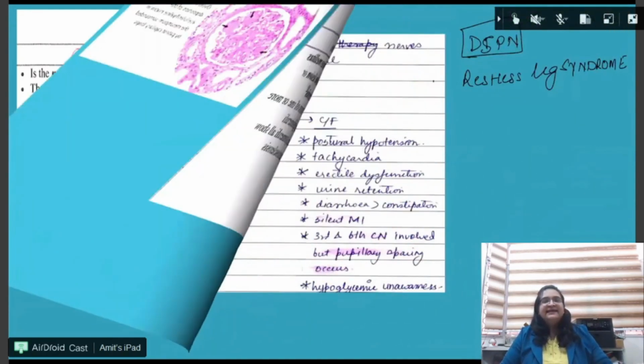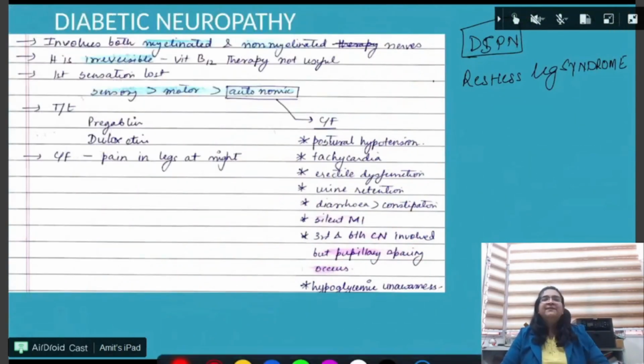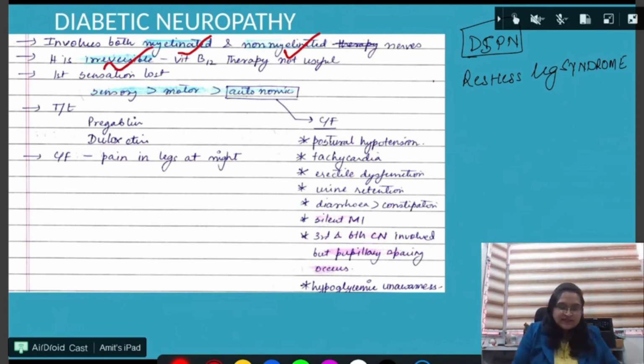Okay, next is diabetic neuropathy. Diabetic neuropathy involves both myelinated and non-myelinated nerves. It is irreversible. It is irreversible because even the myelinated have been affected. First sensation lost, everyone, is sensory, then motor, then autonomic. The first sensation to be lost is vibration sense. So sensory is lost first.